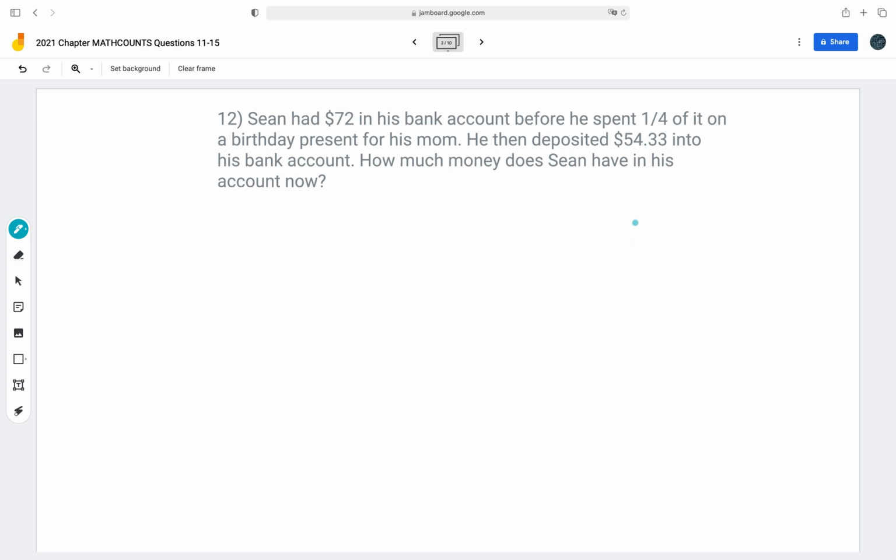Sorry. So, spent 1/4 of it. If he spent 1/4 of it, he still has 3/4 of it. So 1/4 of 72 is 18, and then 18 times 3 is 54. Now, we did this part. Next was to deposit $43.33. That means he added $43.33.